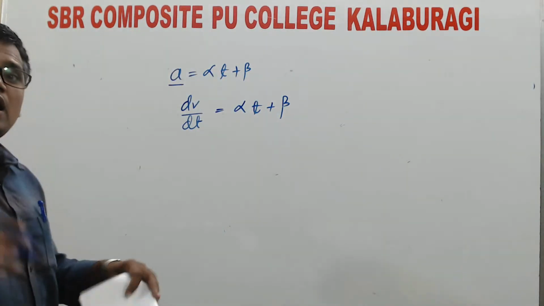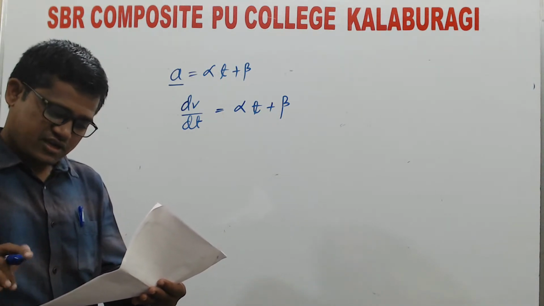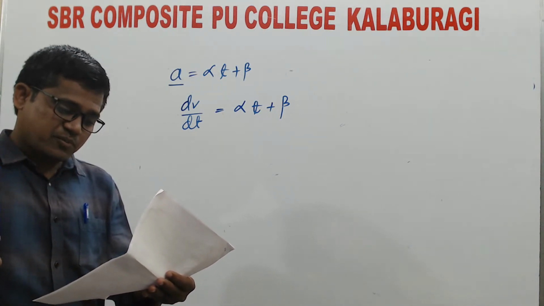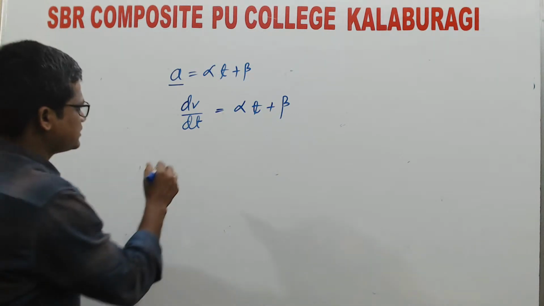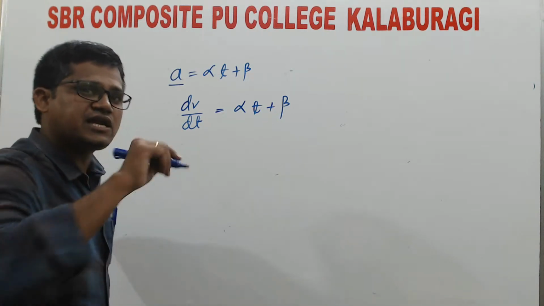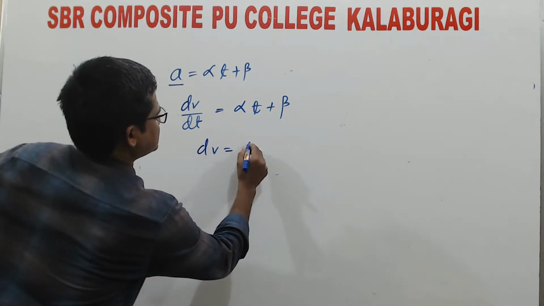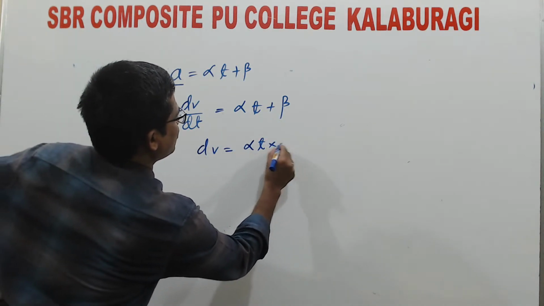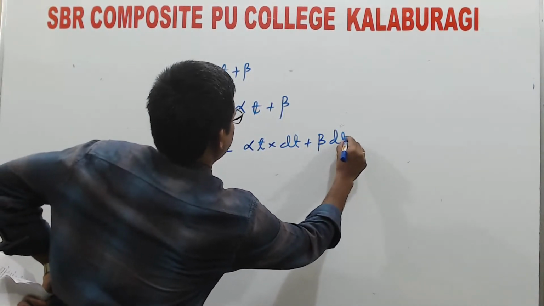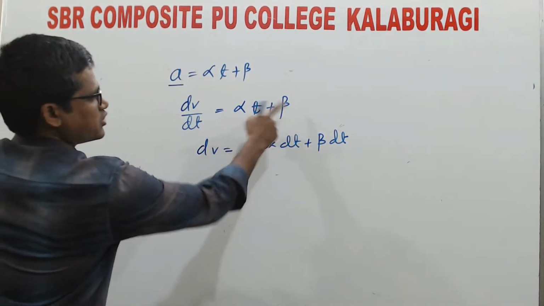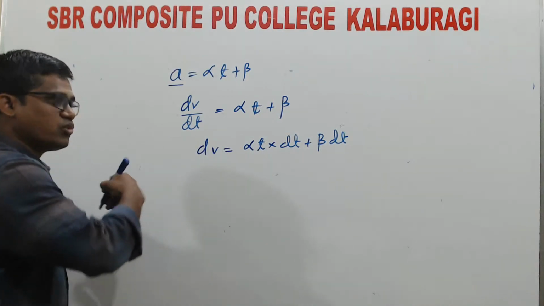Right? What we are asked to find is the velocity of the particle after time t. Now, dv is equal to, take dt to that side, alpha t into dt plus beta into dt. This dt is multiplied to both. Now, integrate both sides.